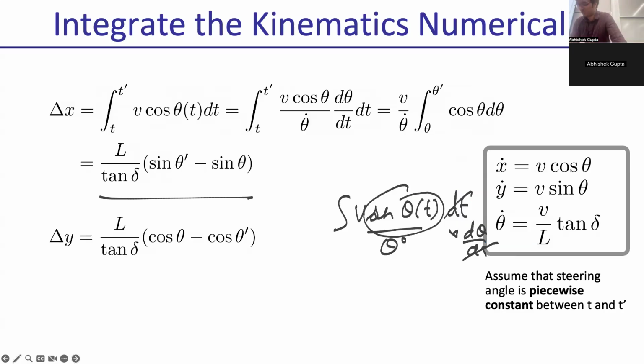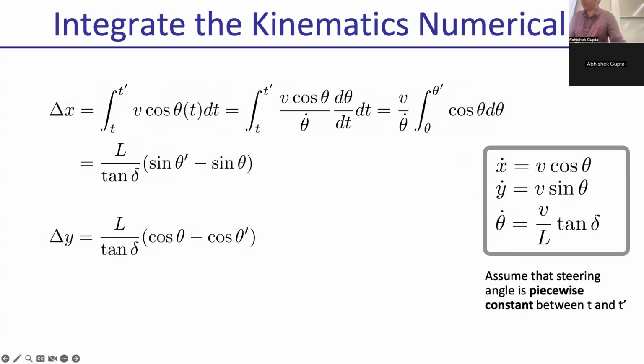Negative cosine, right? So if you're going to work out almost exactly the same math, it's just going to be sine flipped, and it's going to be cosine, right? So delta x is L over tangent delta times sine theta prime minus sine theta. Delta y is L over tangent delta times cosine theta minus cosine theta prime. But in both of these expressions, I don't know what theta prime is going to be, right? So I have to integrate theta also.